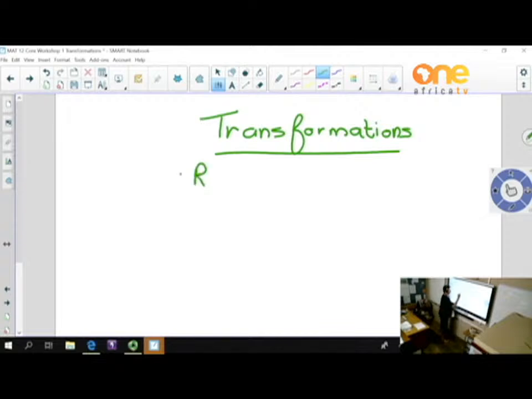So the first one is a reflection. And the reflection is done over a line of symmetry. You fold it on the line of symmetry. The second one is a rotation.